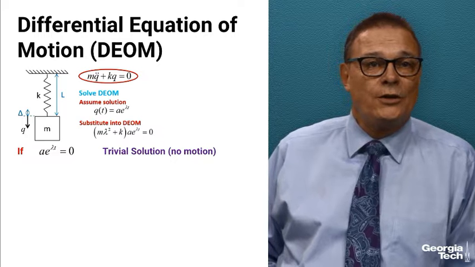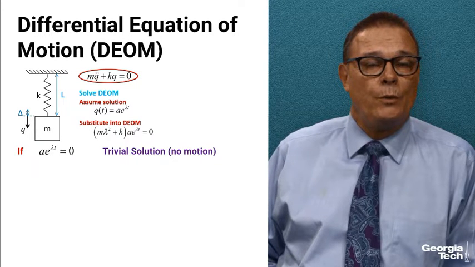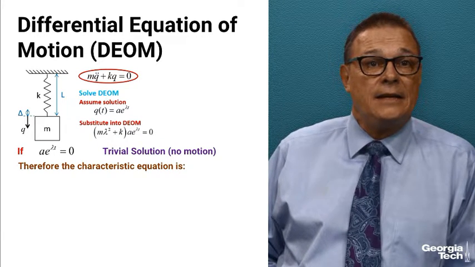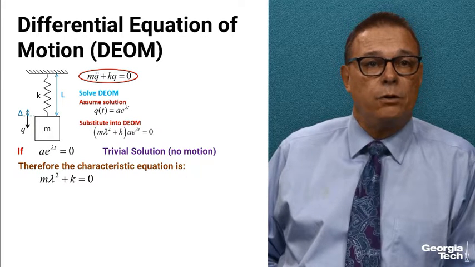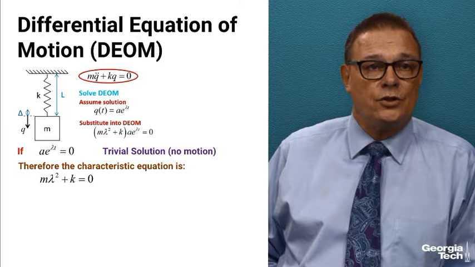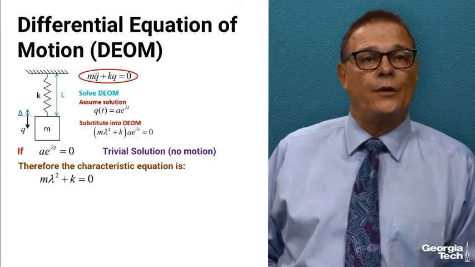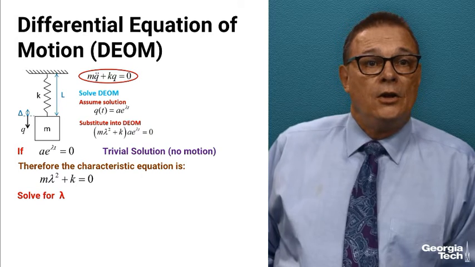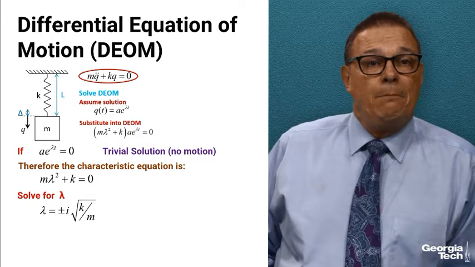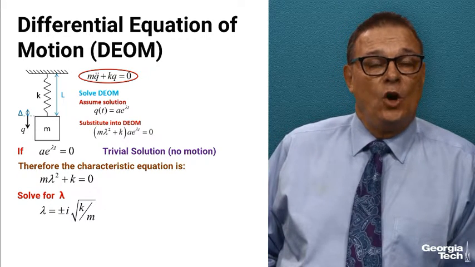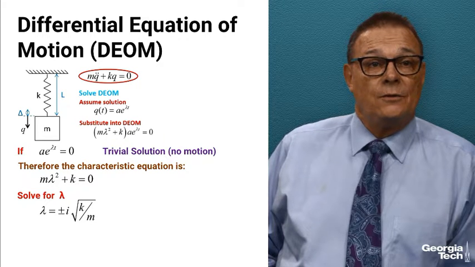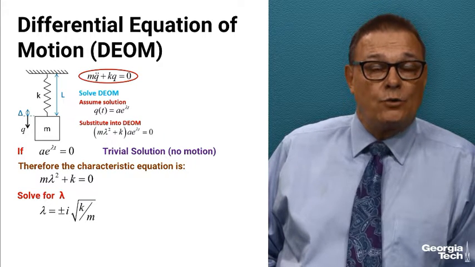So the much more interesting solution, and the one for the vibration we want to analyze, is the characteristic equation where we set m lambda squared plus k equal to 0. And now we can solve for these characteristic values, or the lambdas. So lambda squared equals minus k over m. So there's the solution for lambda.